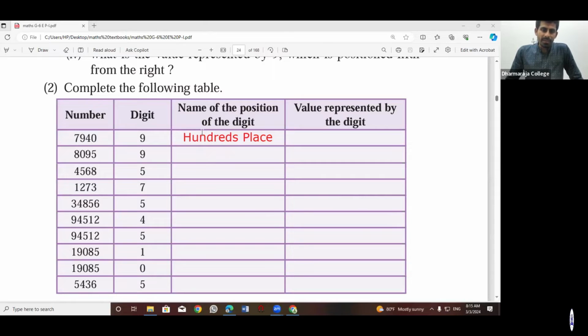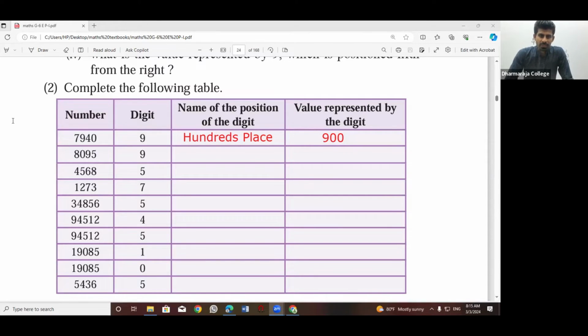9 into 100. Now what is the value represented by the digit? 900. Now you can do this one. Just try to complete the following table by yourself.